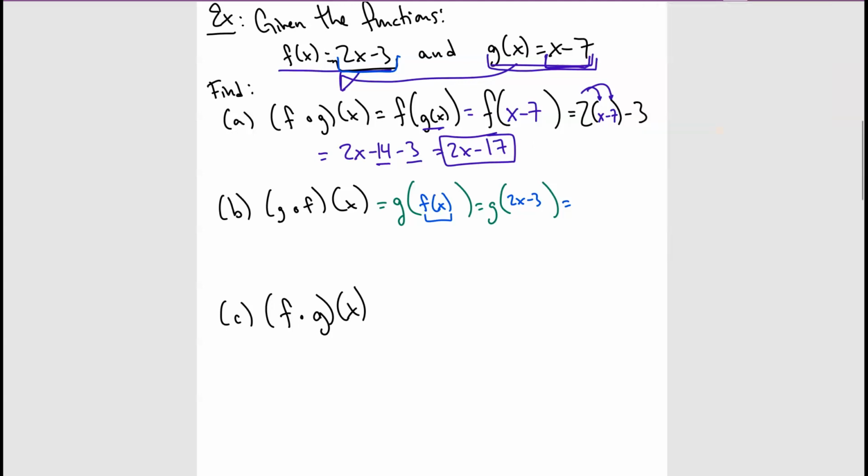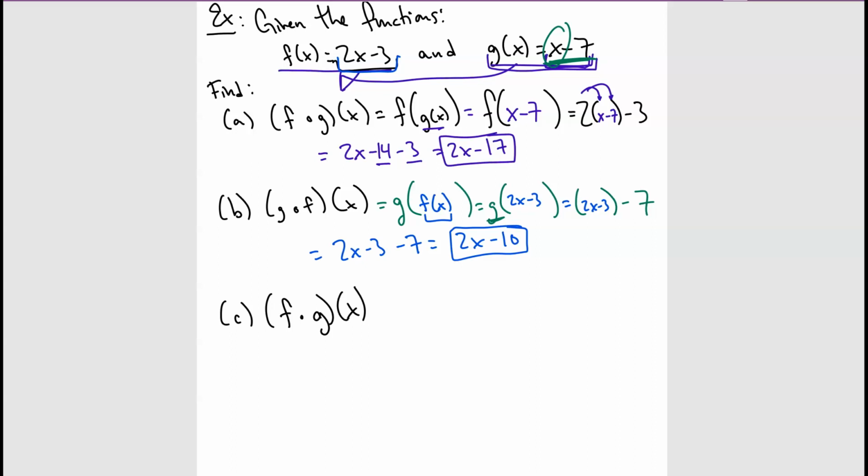All right, now let's figure out what g of x is. So g is just this x minus 7. So I'm going to plug in parentheses wherever I see an x. So here's an x, I'm going to put parentheses minus 7 because this originally was an x. And what exactly am I plugging into the x? Well, I'm plugging in this 2x minus 3. So all I'm going to get is 2x minus 3 minus 7. So this gives me 2x minus 10.